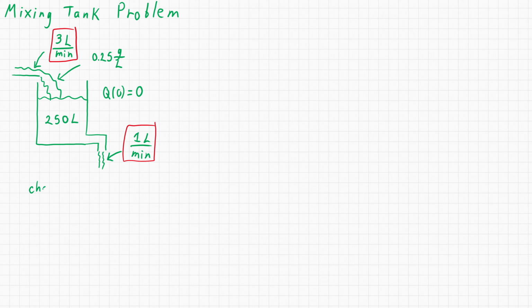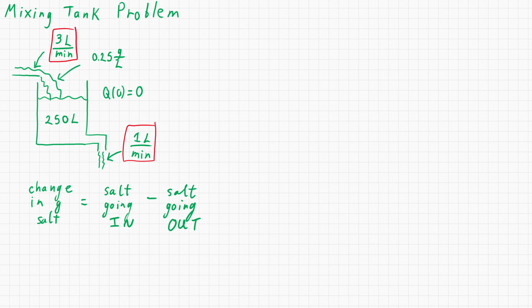So it's change in Q, or change in grams of salt, equals salt going in minus salt going out. So let's go ahead and compute those. Change in salt, so that's dQ over dt, and that's going to be in grams per minute.